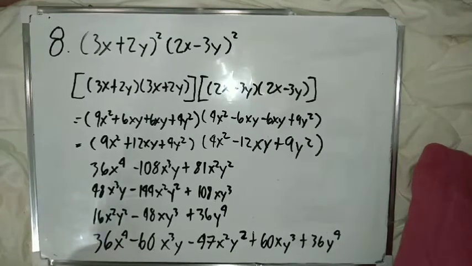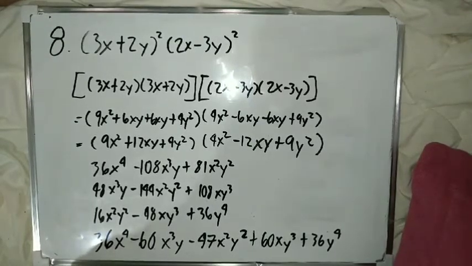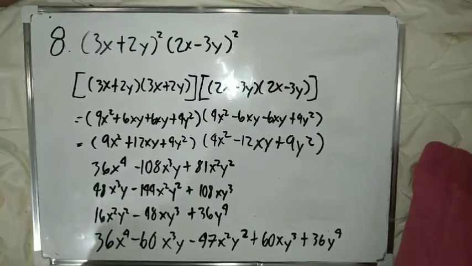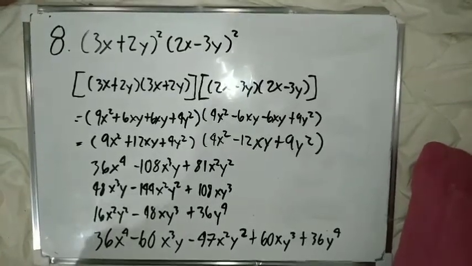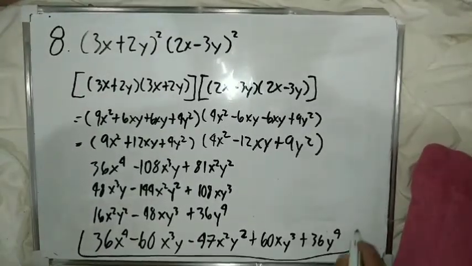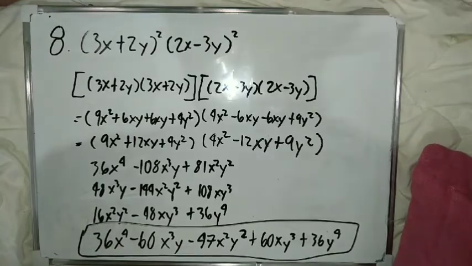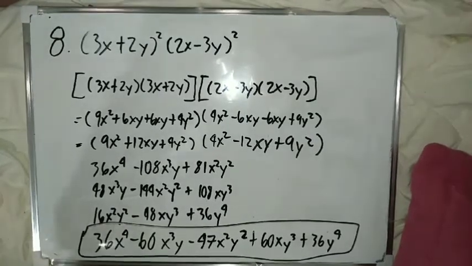And after you did the multiplication, let's move to the next step, which is you should cancel the numbers that have the same variable again, or the cancellation method. So the final answer should be 36x raised to the fourth power minus 60x cubed y minus 47x squared y squared plus 60xy cubed plus 36y raised to the fourth power. And that's the answer for number 8.